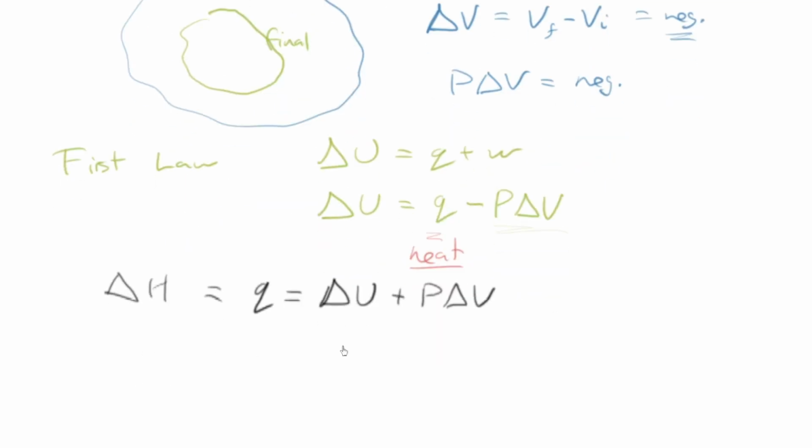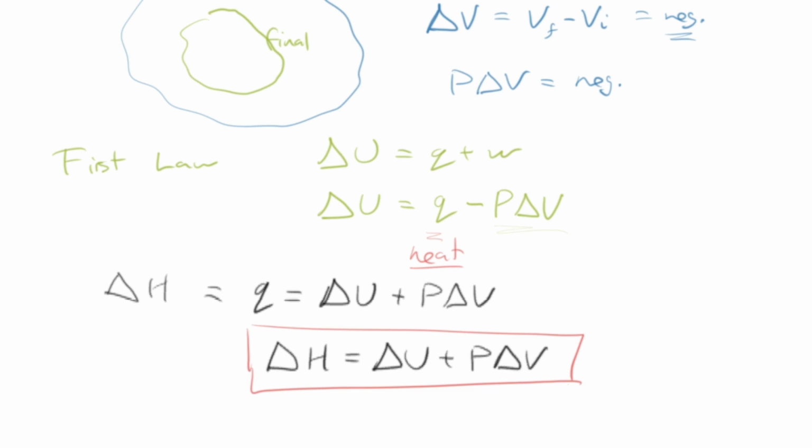Delta H is equal to, and I'll write it one more time neatly, delta U plus P delta V. I'm going to give that a red box because it's an important equation, and I'll define that this is the change in enthalpy, H. Change in enthalpy. Okay, thanks a lot.